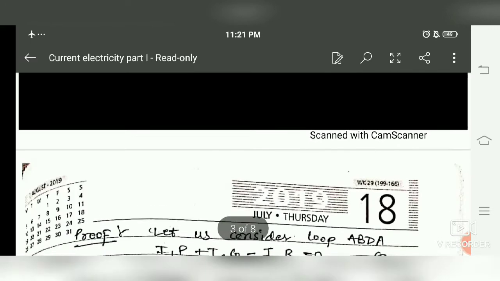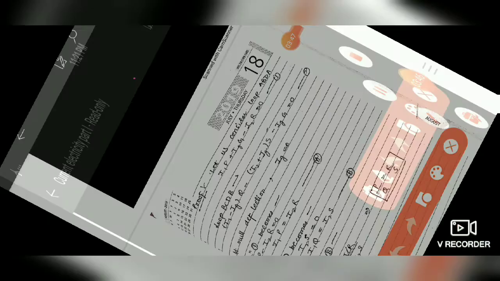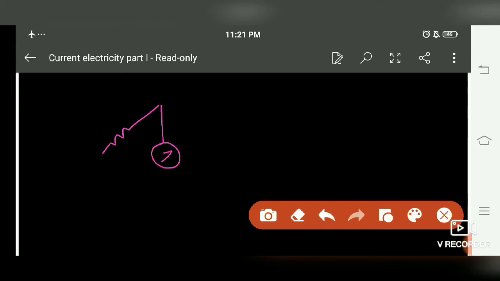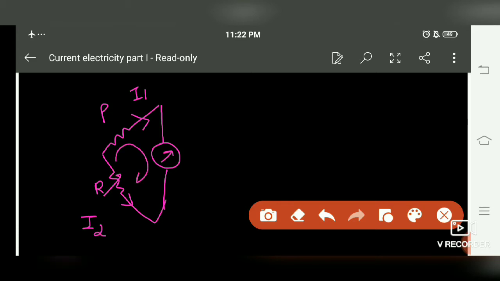Now if we consider again the Wheatstone bridge, which is like this, here is the galvanometer arm which shows deflection. From P the current was I1, and R was variable, and from here the current was I2. So if we traverse in this direction, from here the current was Ig.